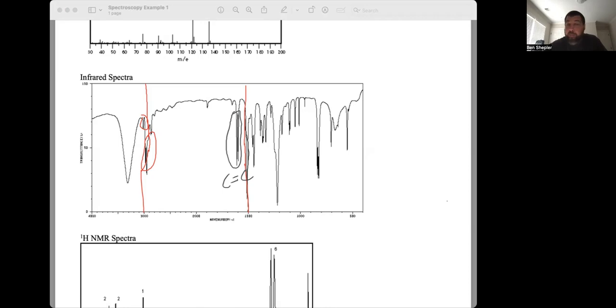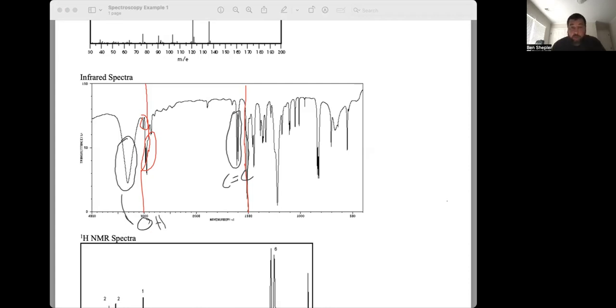Okay, but I can also see in the chat the OH, and that's absolutely right. At around 3,400 wave numbers, if you have a really intense, broad signal like we do here, that is sort of a classic signal of an alcohol, the OH stretch in an alcohol.